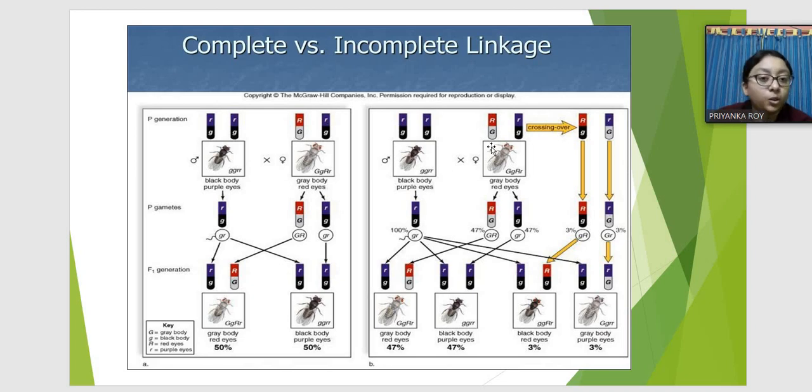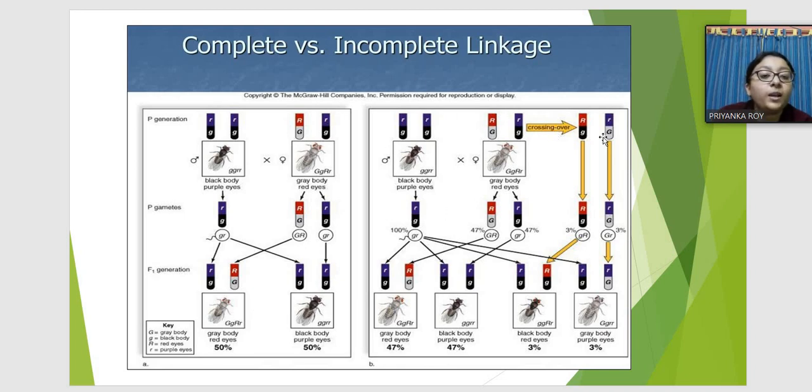From here, I will just conclude with complete and incomplete linkage. Over here, this is the parental generation: a black body, purple eye Drosophila, and a gray body, red eye Drosophila. The gametes are of one type here, because both are recessive characters, and here there are two types of gametes. So in the F1 generation, 50% will be the dominant phenotype and 50% the recessive phenotype. This is happening because these genes are completely linked. So this is an example of complete linkage.